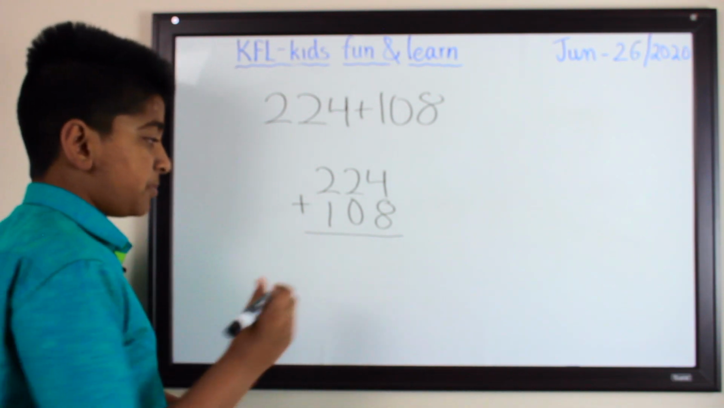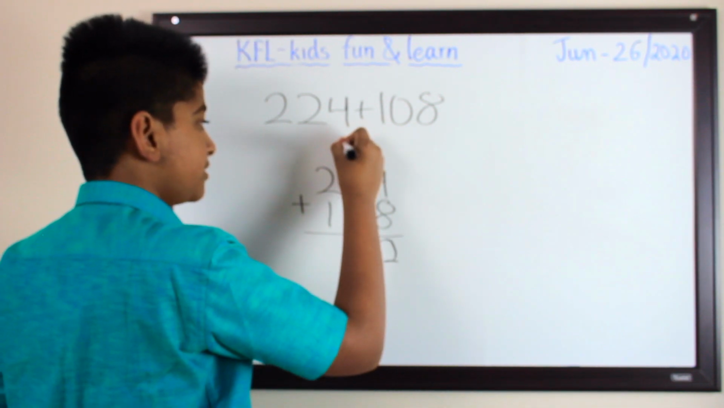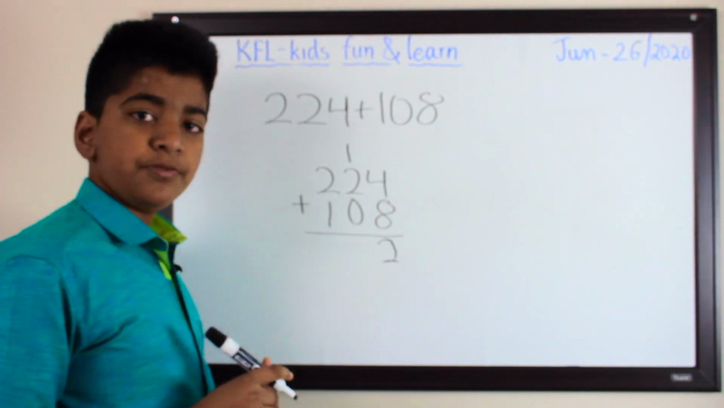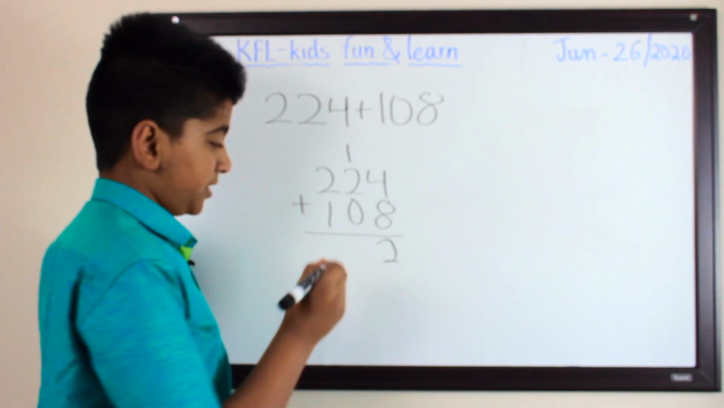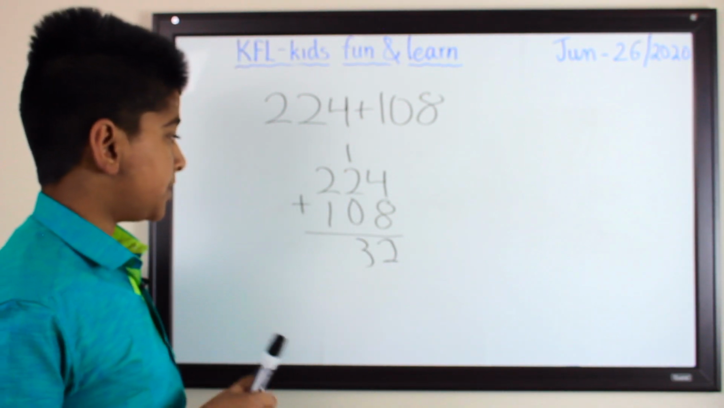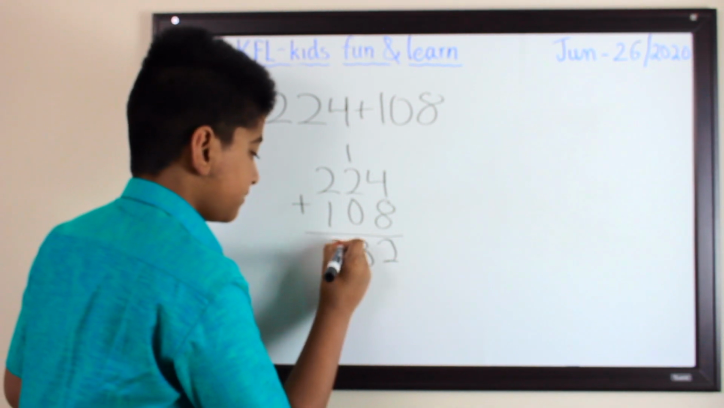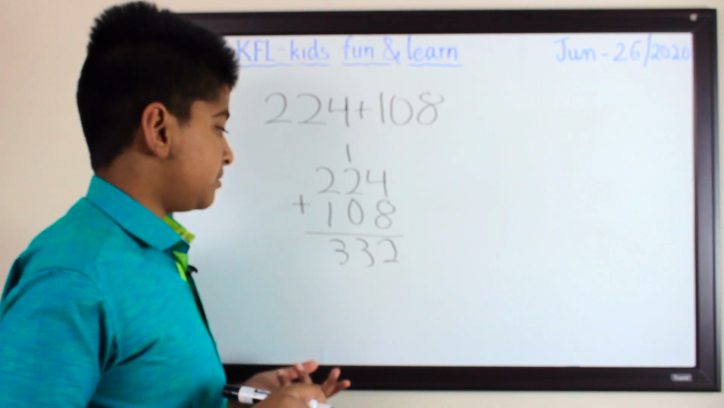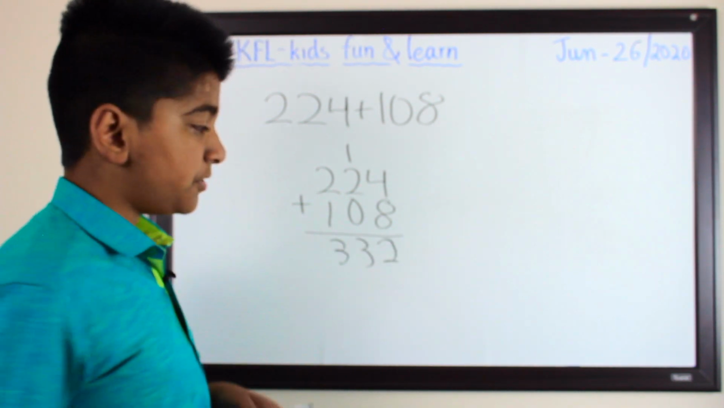So, like before, you put the first digit, which is 2, here, and the second digit goes up here. Okay? So what's 1 plus 2 plus 0? We know 1 plus 2 is 3. And 3 plus 0 is just 3. So you put a 3 just down here. Okay? Now it's 2 plus 1. 2 plus 1 is 3. So 224 plus 108 equals 332. Okay? Let's do some more problems.